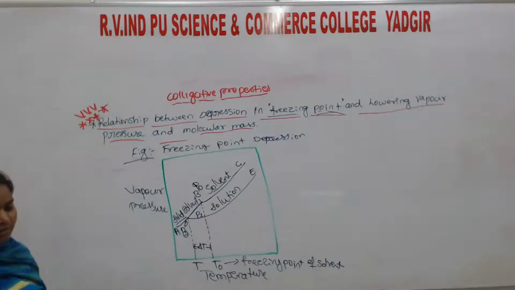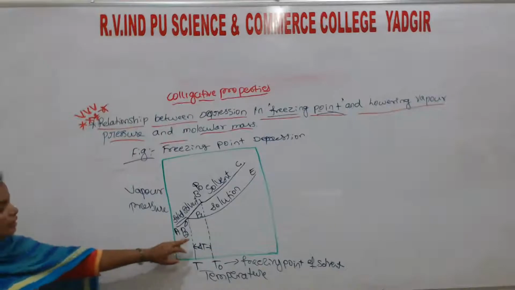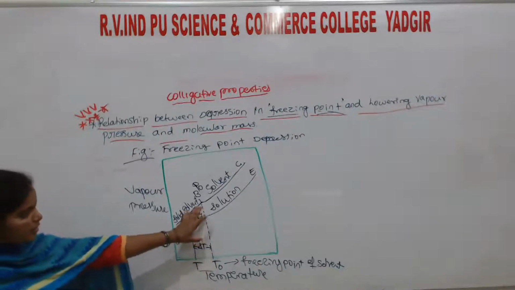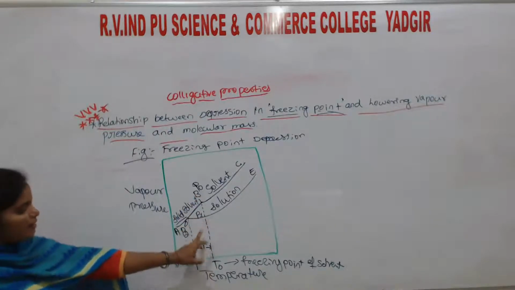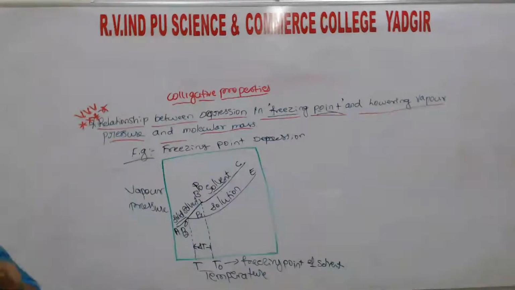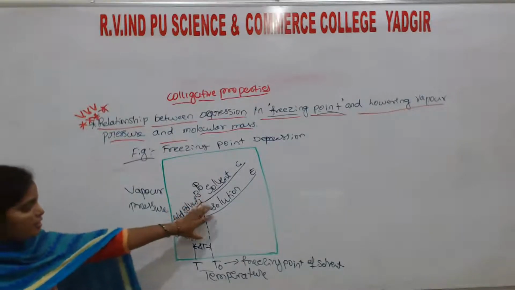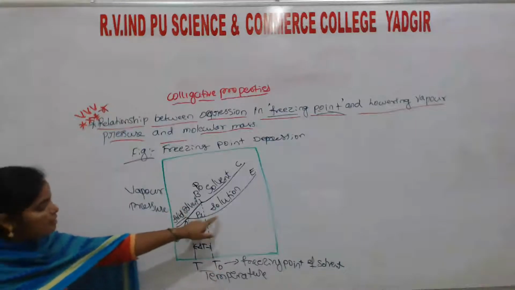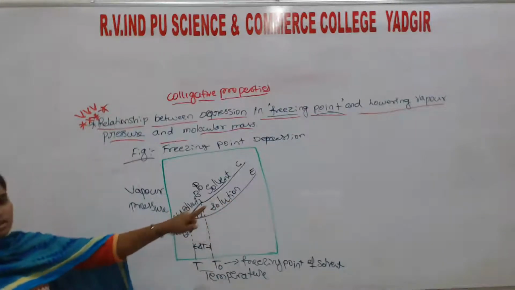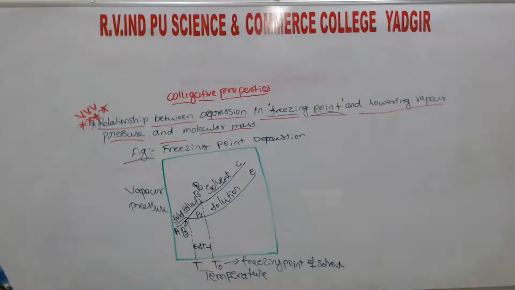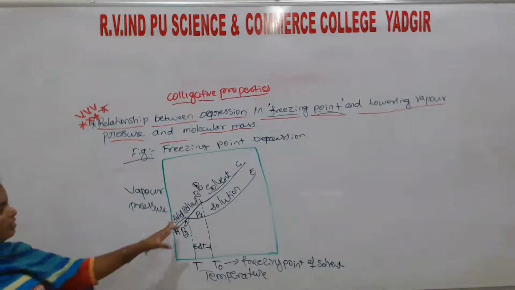That temperature is known as the freezing point or freezing point temperature, and it is represented as T. The freezing point of the solvent has a vapor pressure, and then on this curve the vapor pressure of the solution is invariably less than that of the solvent.